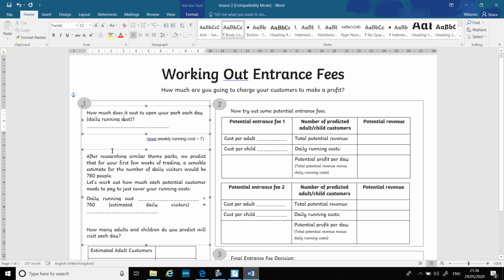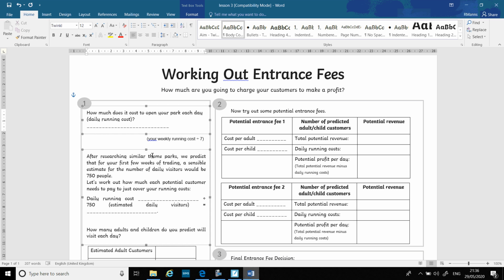So then it says, once you've worked out your daily running cost, after researching similar theme parks, we predict that for your first few weeks of trading, a sensible estimate for the number of daily visitors would be 750 people. Let's work out how much each potential customer needs to pay to just cover your running costs.